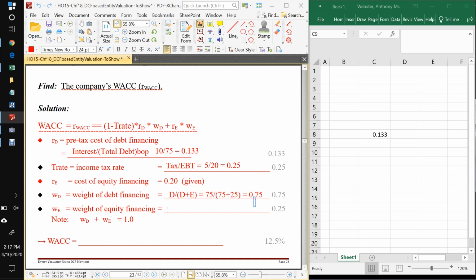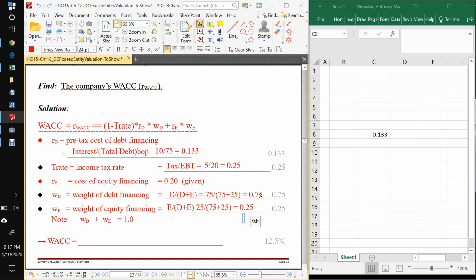Okay, so the weight of equity financing is E over D plus E, and that's 25 over 75 plus 25, and that's equal to 0.25. Okay, so let's just do a little check here.